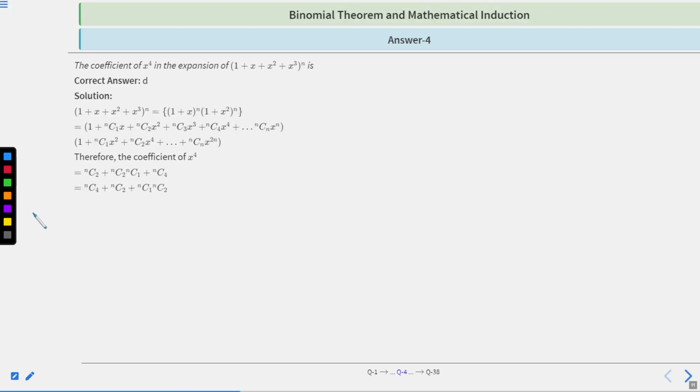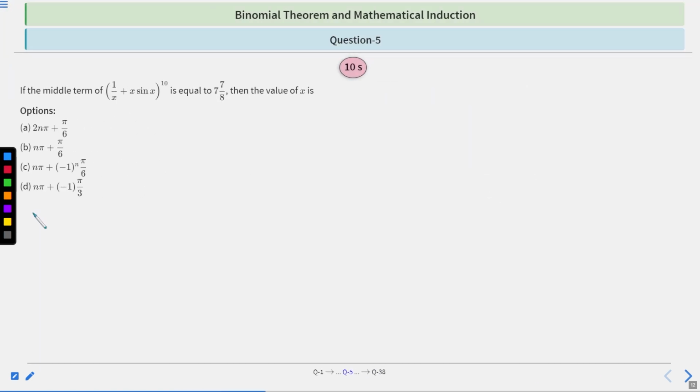Option D is the right choice. Okay, let's discuss the next question. Question number 5. The middle term of (1/x + x sin x) to the power 10 is equal to 7 mixed 7 by 8. Then the value of x is. So you have 10 seconds to solve this question. After 10 seconds, we will discuss the solution.